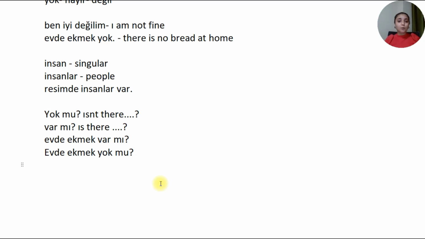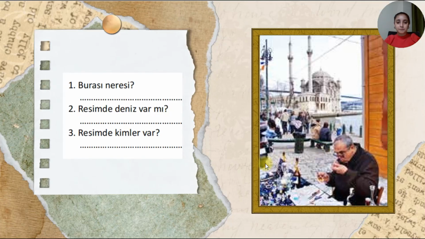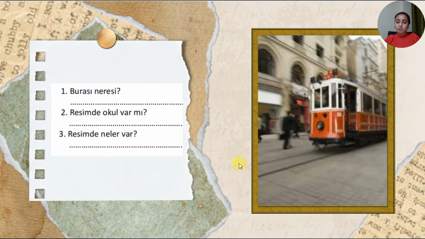In same way, if you want to ask, are there or aren't there, it will be again, are there, var mı, or aren't there, yok mu. Only we need to change singular plural issue about the object. Ekmek, elbise, araba, öğrenci, doktor, those kind of words will take plural suffix if there are or there aren't. Okay. And we have one more picture.